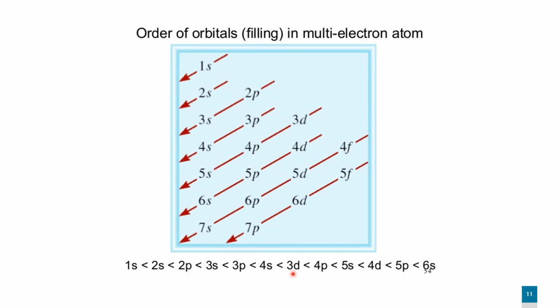Wait, this is 4s and this is 3d. This one should be here. Why is it coming after the 4s? Actually, because the 4s has a lower energy than the 3d. So practically, the 3d exists exactly where it should be. It exists in the third energy level, but the electrons fill the 4s first before they go and fill the electrons in the 3d, and so on.